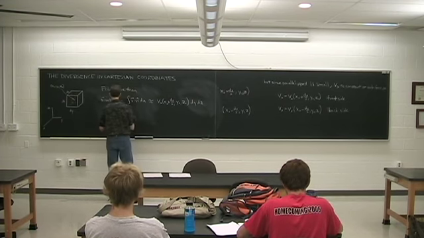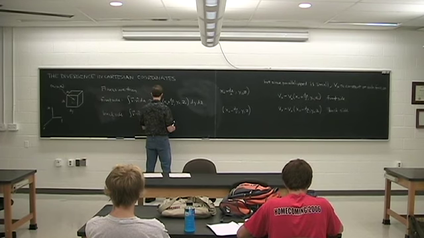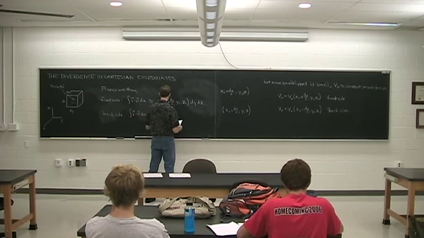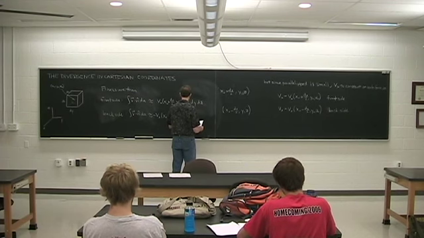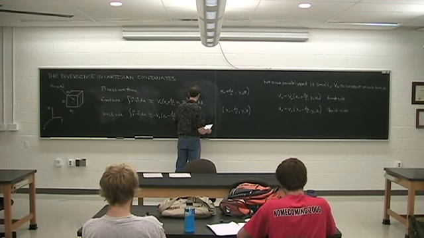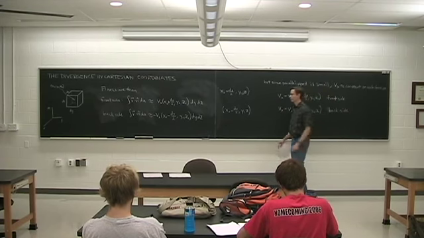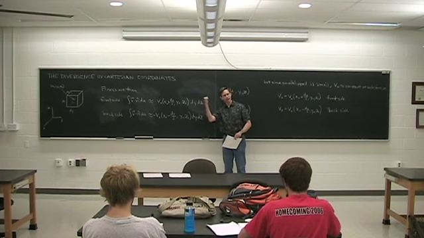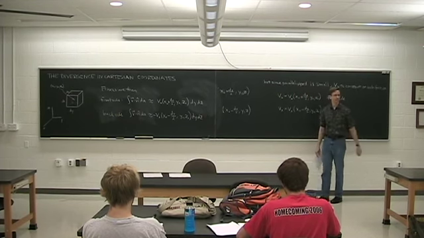And similarly for the back side, v dot n hat dA will be minus v sub x evaluated at x naught minus dx over 2, y naught, z naught times dy dz. Minus v sub x because of the fact that on the back face, n hat is in the minus x direction, and therefore v dot n hat is minus v sub x on that back face.